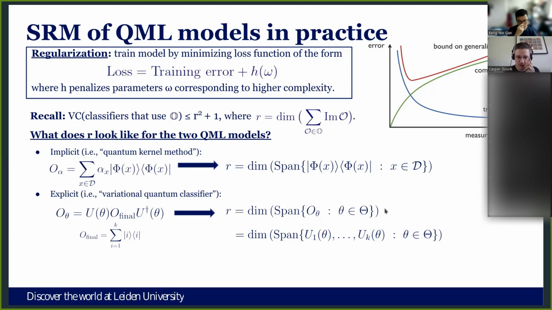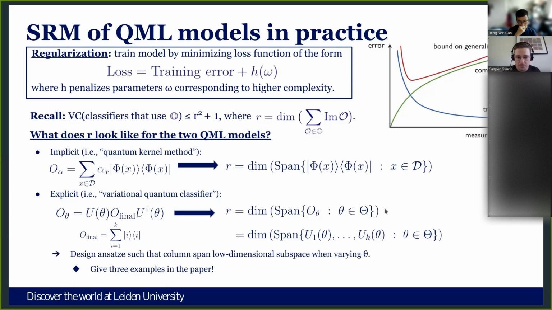So what we get from this is a way to carefully design ansatzes, in such a way that the columns of the matrices span a low dimensional subspace when varying the parameters. You don't want it to go looking around the entire Hilbert space when I vary the parameters. You want it to be confined in a smaller space. And in the paper, we give 3 examples of this.